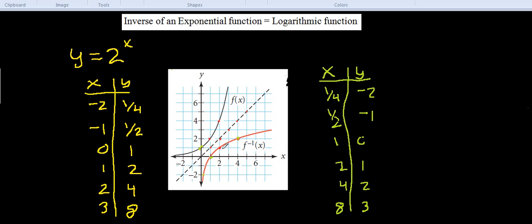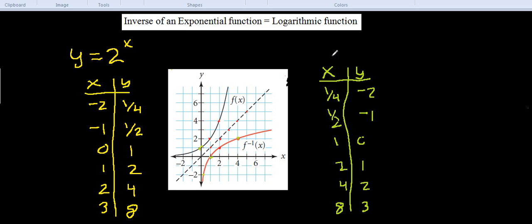So our domain and range have changed. Originally our domain went from negative 2 to 3, and our range was in the interval of 1/4 to 8 if we were just going to start here and end here, and likewise here. And the graph, the red graph here, is our inverse. We can see that when x is 1/4, y is negative 2. When x is 1/2, y is negative 1. When x is 1, y is 0, and so on and so forth.